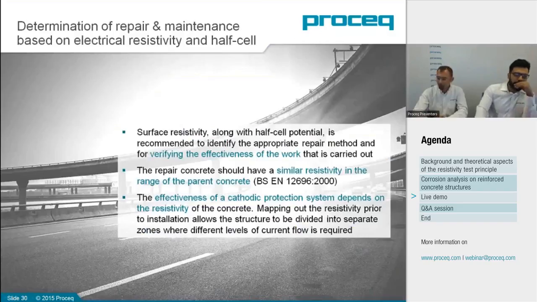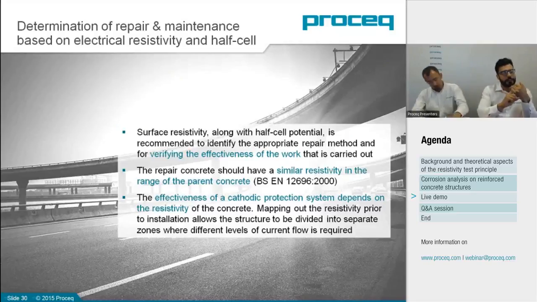So on that note, combining all of this information together allows us to determine the appropriate repair and maintenance work that we need to go over, that we need to combine our resistivity and half cell, and so on and so forth. As mentioned before, provided that we go through such a maintenance and repair program, we still need to verify that the work that has been done has been effective and dealt with the problem to start out with.